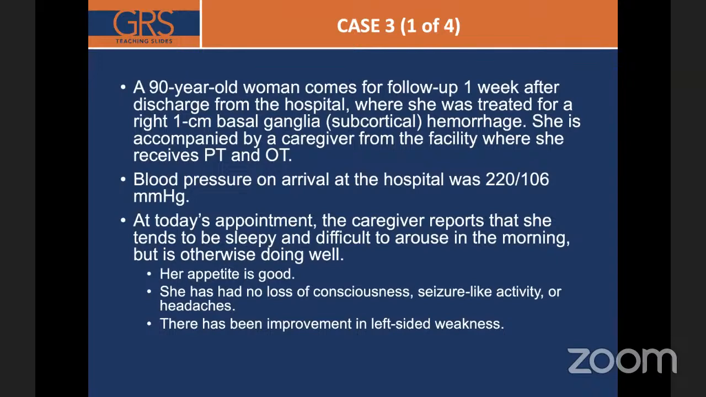Blood pressure on arrival at the hospital was 220 over 106. At today's appointment, the caregiver reports that she tends to be sleepy, difficult to arouse in the morning, but is otherwise doing well. Her appetite is good. She has no loss of consciousness, seizure-like activity, or headaches. There has been improvement in left-sided weakness.